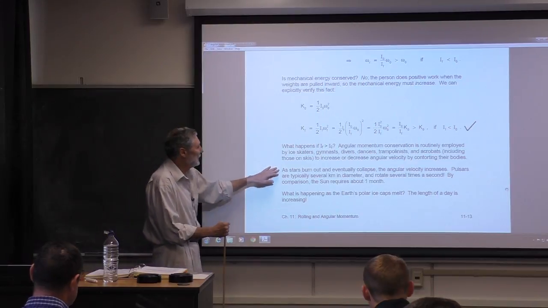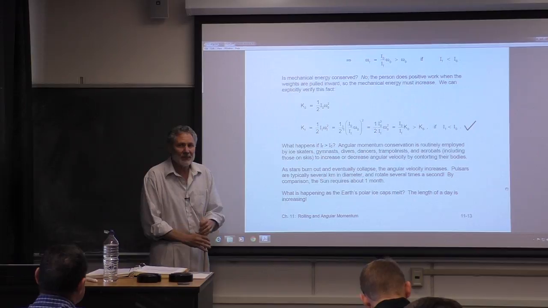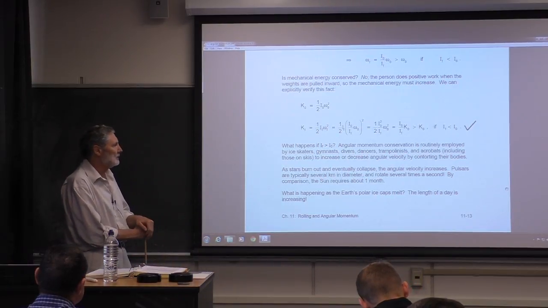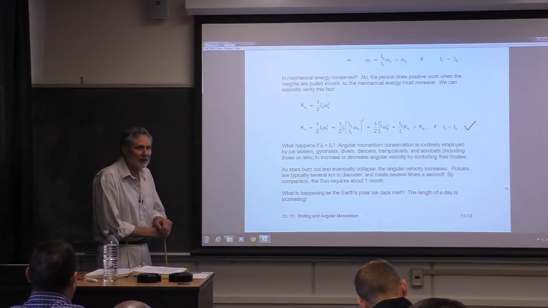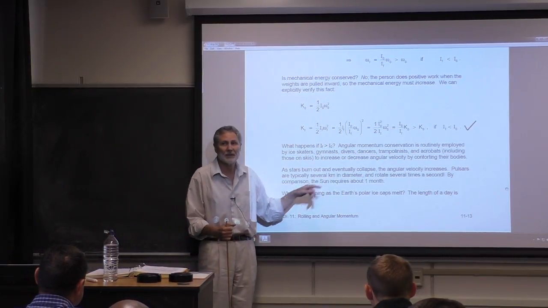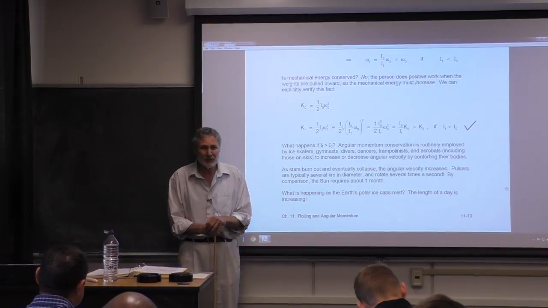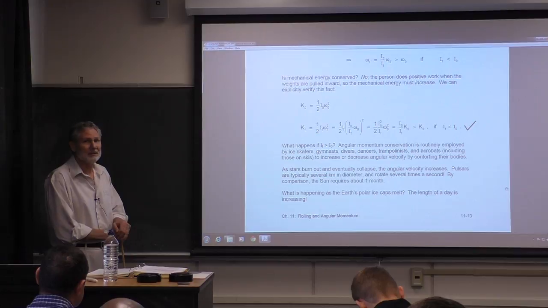Stars eventually burn out and collapse. Angular momentum has to be conserved, so they're going to spin faster. One type of this case is a pulsar. Pulsars are actually neutron stars. Their diameter is on the order of kilometers. Their density is huge. They're like a giant nucleus of neutrons. But angular momentum is conserved, and they rotate very fast.